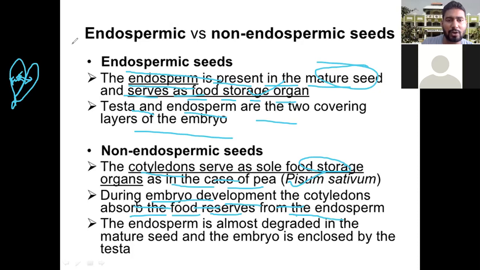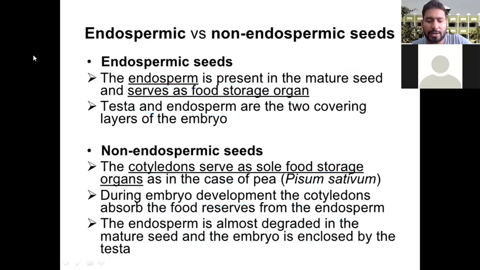Clear? So that's why it is called non-endospermous. Non-endospermous is always found in the dicot. Endospermous is always found in the monocot. The exception is the orchids in monocots. The exception is the castor in dicots. This is given in your NCERT. Next, the endosperm is almost degraded in the mature seeds and the embryo is enclosed by the testa. Endosperm is always degraded, meaning completely consumed. I think from this slide your concept is clear, the difference between endospermous and non-endospermous.